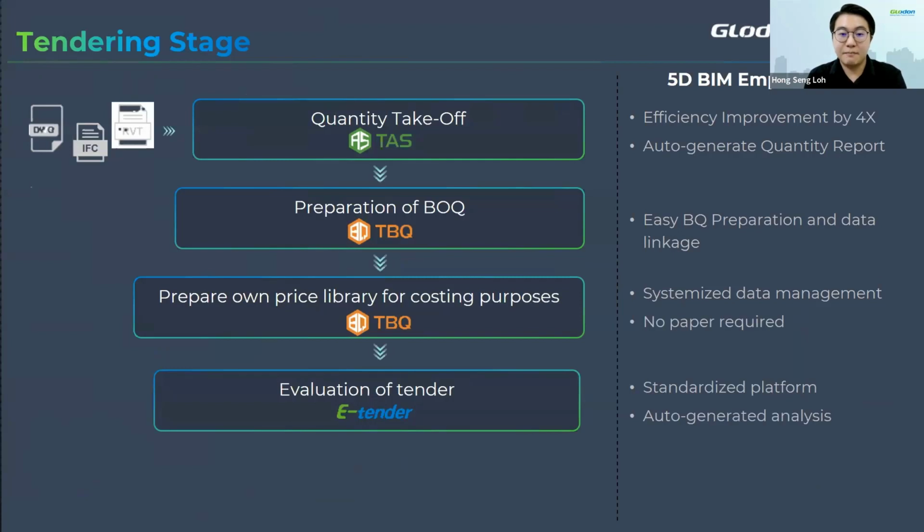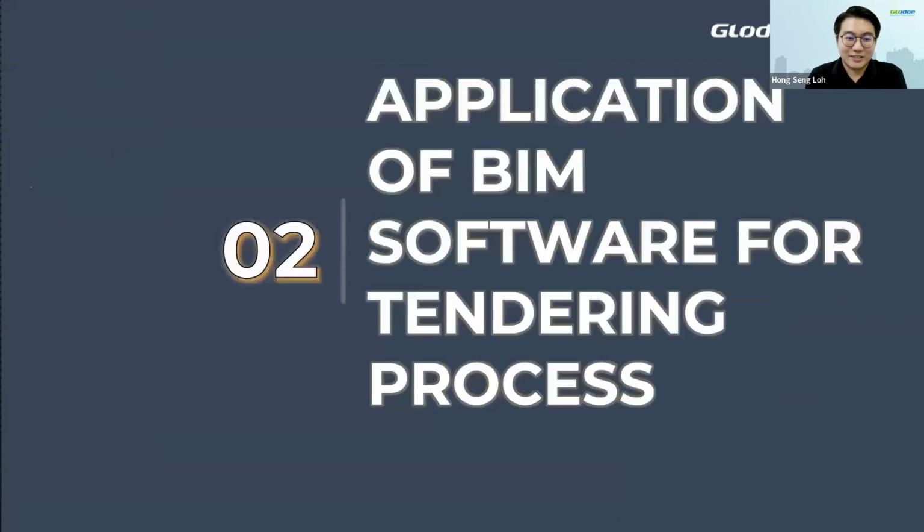Eventually, it makes a lot of improvement. The efficiency speeds up 4 times, and it can auto-generate the report. Easy linking to the BQ tool, and of course the data. Then we also get a standardized platform and auto-generated analysis. And the most important thing is that no paper is required. Eco-friendly, guys. All right. So right now we are going into the software, which I will share with you.